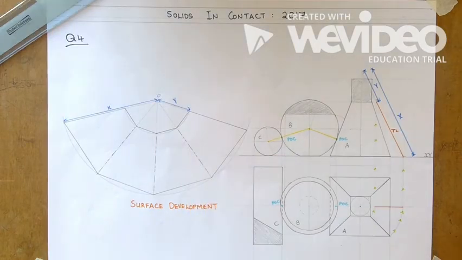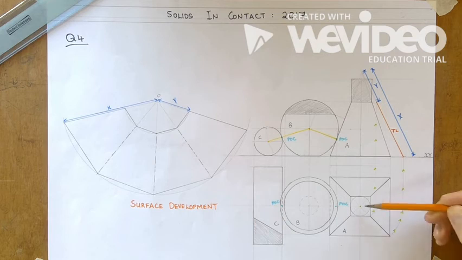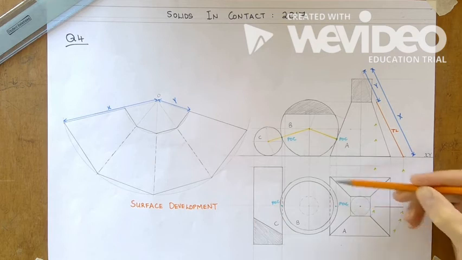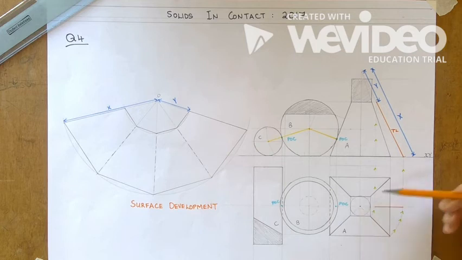Just to recap on the last part of that question. To get the surface development, we have to have the true length of each edge in order to be able to draw the true shape, which is the surface development. So to do that, we had to rotate one of these edges that's coming from the apex to the base, because none of them are parallel to the XY line. So that means we don't have any true lengths at the moment.